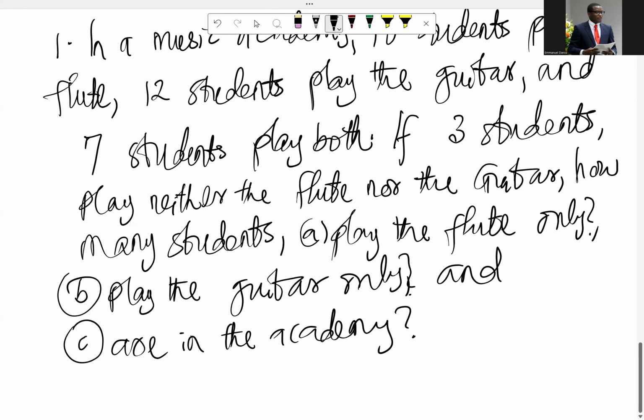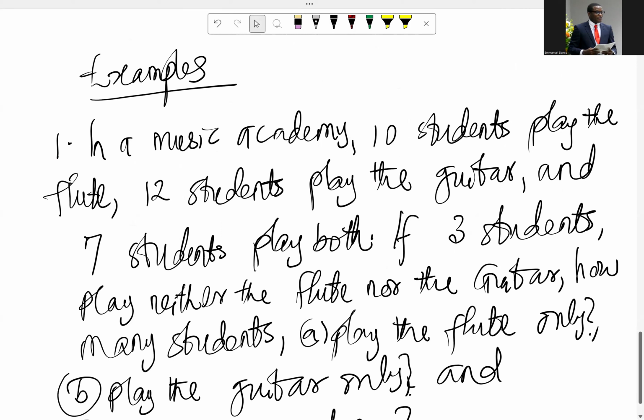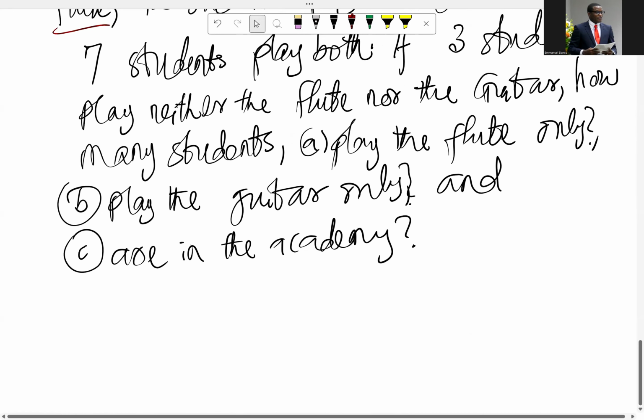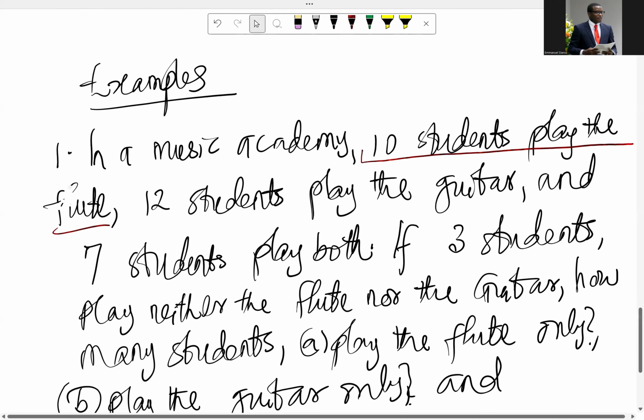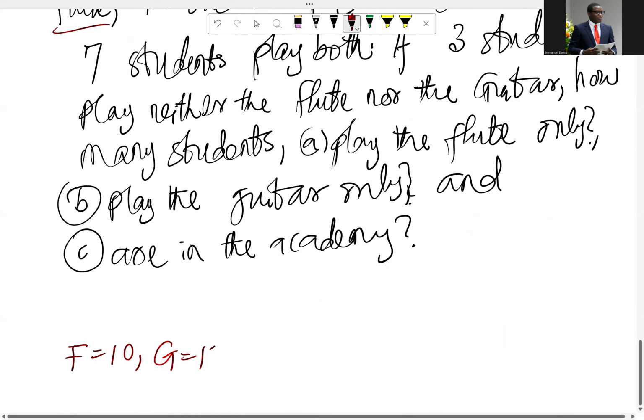All right, so we need to be able to interpret this. Interpretation is really important. In a music academy, 10 students play the flute, so you can say F is 10. It's not F only, it's just F. Then 12 students play the guitar. So G is 12. Let F be flute and G be guitar.